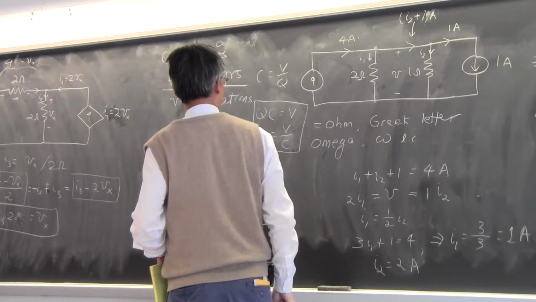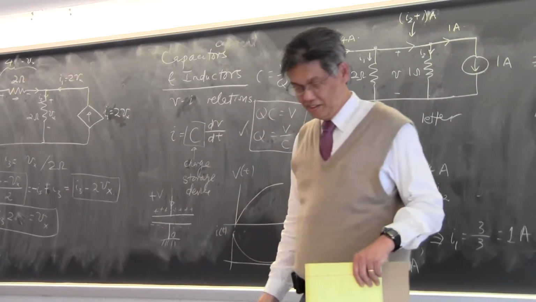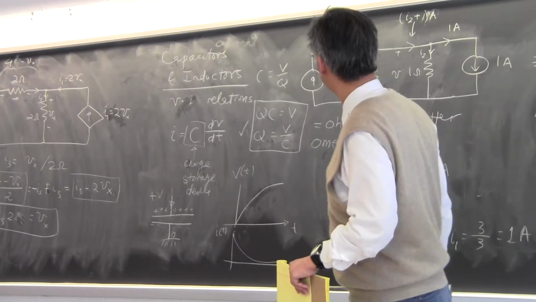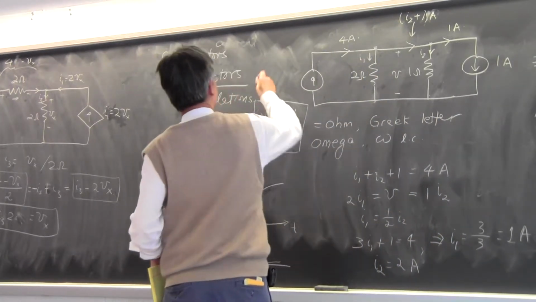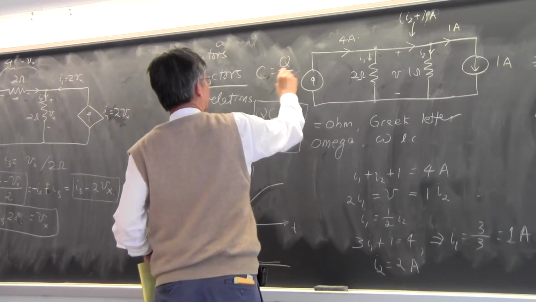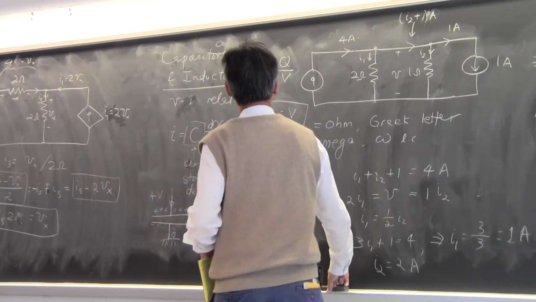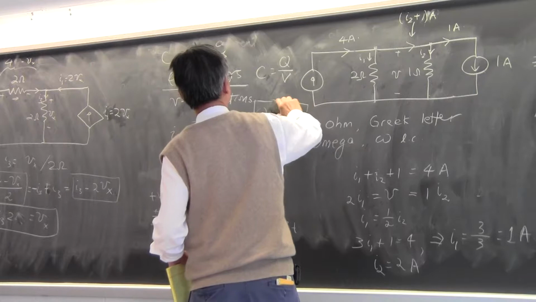Let me see. Did I get this right? Let me think. Okay. C is Q over V. I think that's what we learned. Okay. So CV is equal to Q.